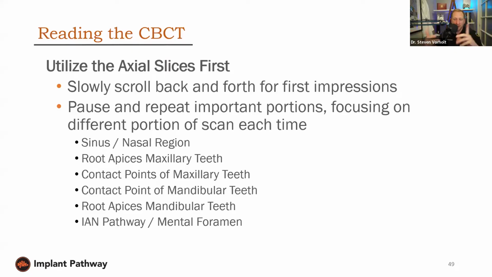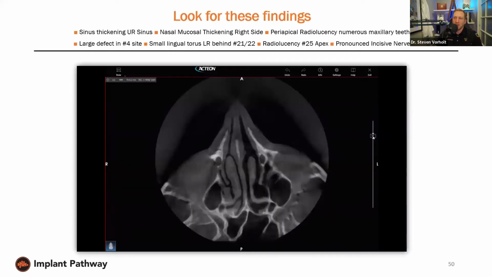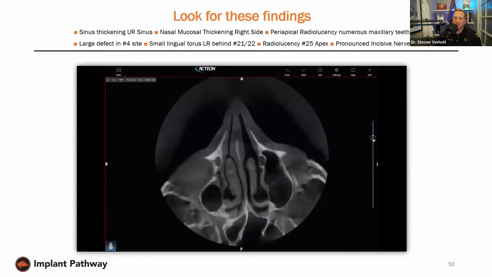This is where we're going to look for pathology. You're looking for pathology in the sinus and the nose. Generally, you're looking for apical pathology, caries, large caries, and then large caries again, apical pathology, and then the nerve pathway, right? So here's what we're looking for in the axial slice of this patient.